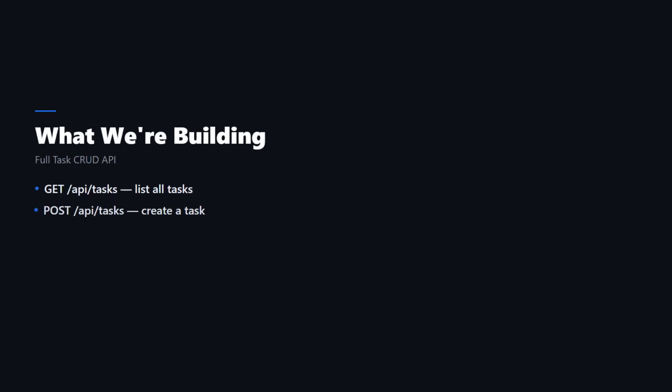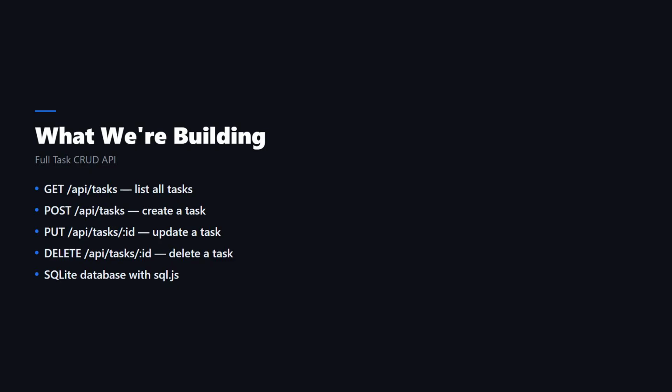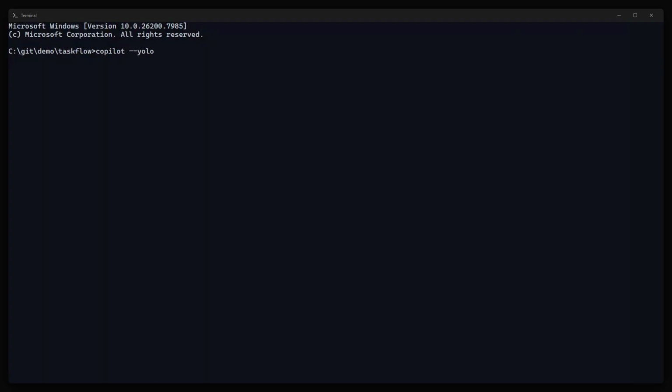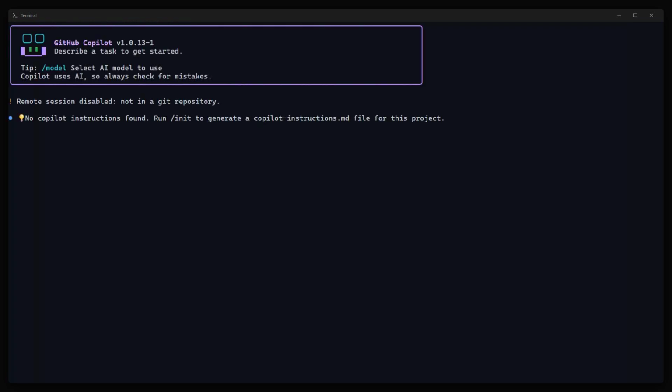Here's the API we're building. Four endpoints covering all CRUD operations: create, read, update, delete. GET /tasks returns all tasks. POST creates a new one. PUT updates an existing task by ID. And DELETE removes one. All backed by SQLite through sql.js. Let's use our prompt patterns to build this step by step. Open Copilot in TaskFlow. We're starting from where episode 1 left off, the scaffold project with the health check endpoint.